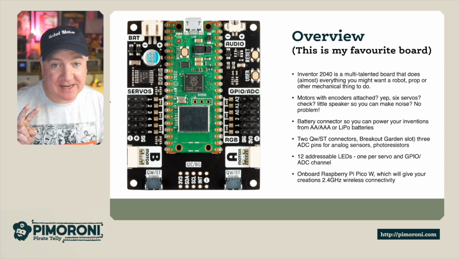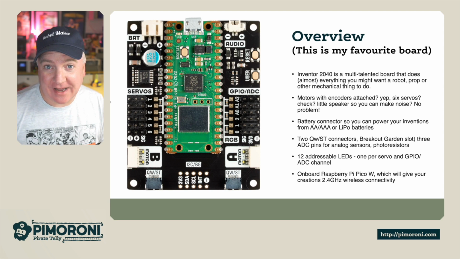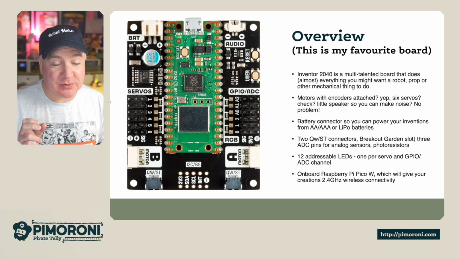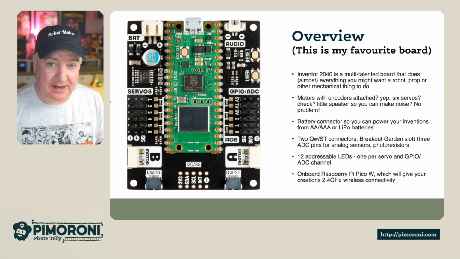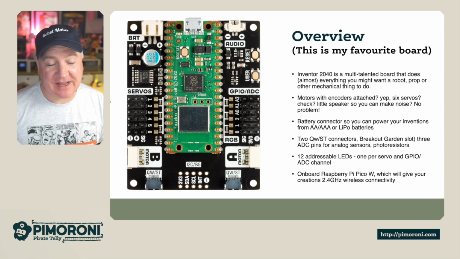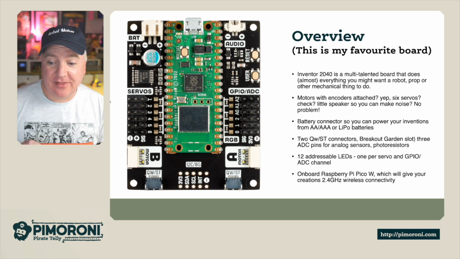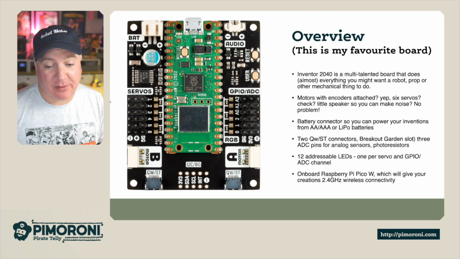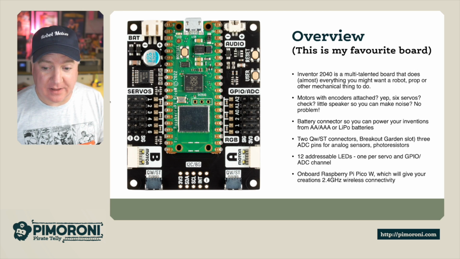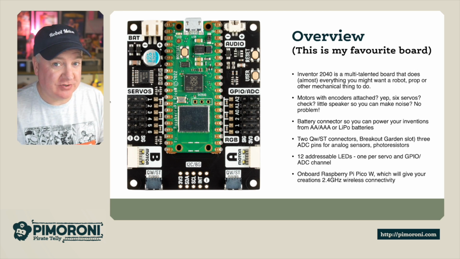There's 2 Qw/ST connectors on board, which means you can connect all kinds of extra sensors. And there's also an unpopulated breakout garden connector as well. And that means you can attach all kinds of extra breakouts. There's 3 ADC pins for analog sensors, like photoresistors and such, and 3 spare digital GPIO pins that you can use for LEDs, buttons, or digital sensors.